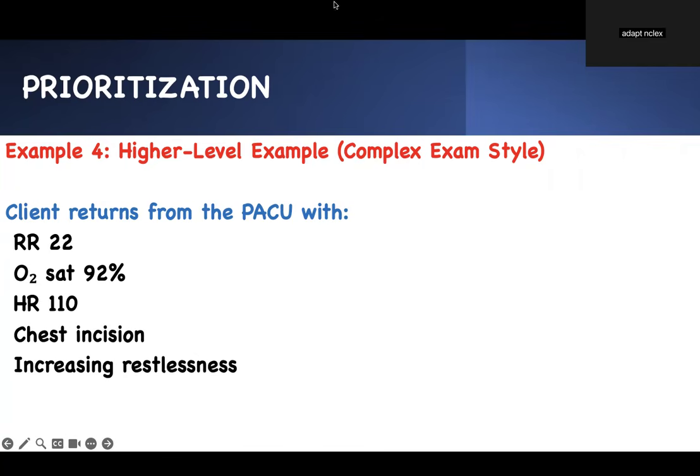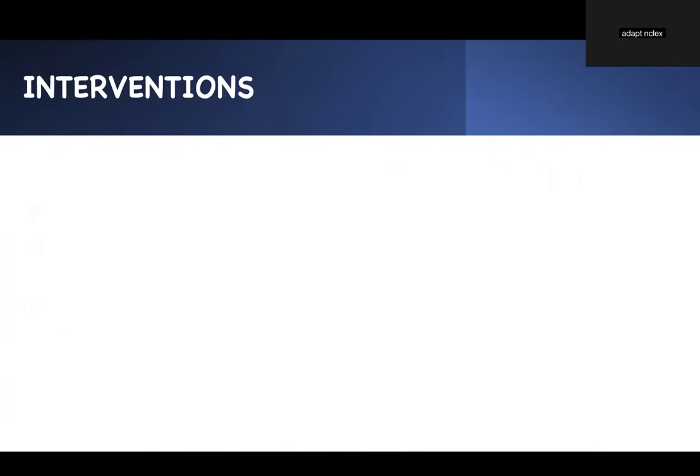Increasing restlessness is what? Hypoxia. Definition of hypoxia. The patient is telling you, I'm not doing well. If you're taking the NCLEX and you see restlessness, it's always a bad problem. So this patient is having an airway issue. So that's what you should prioritize in this patient.